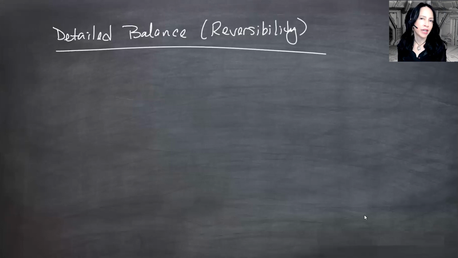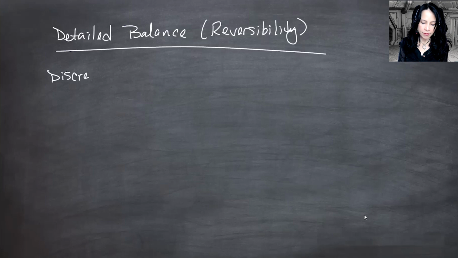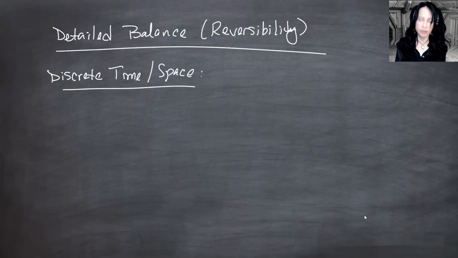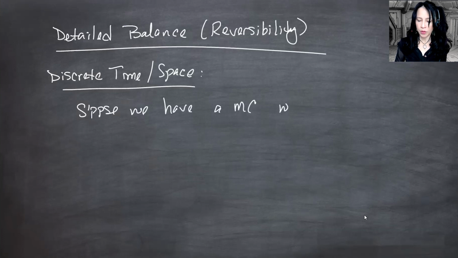So first, I want to go back to the very beginning of the semester when we had discrete time and discrete space. Back then, we had transition probabilities. We called them P sub ij. There was no need to put an of t. And so suppose we have a Markov chain with transition probabilities Pij.